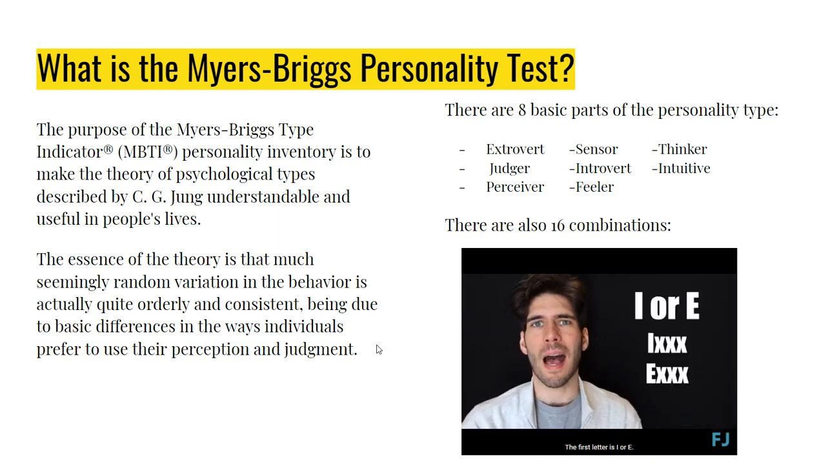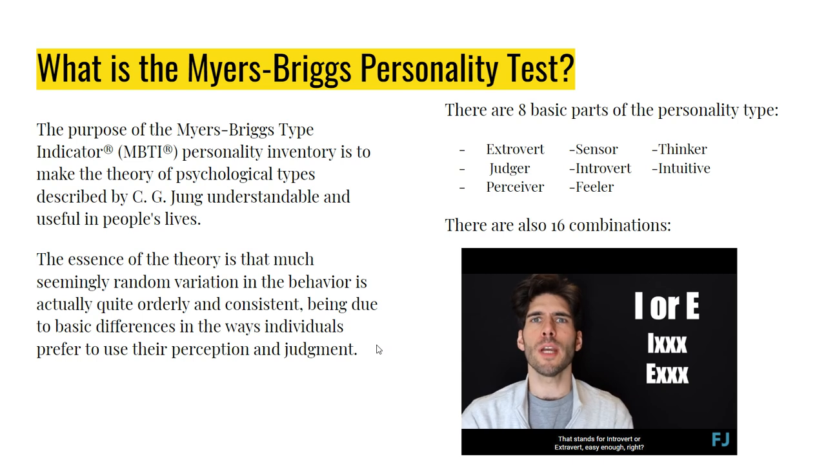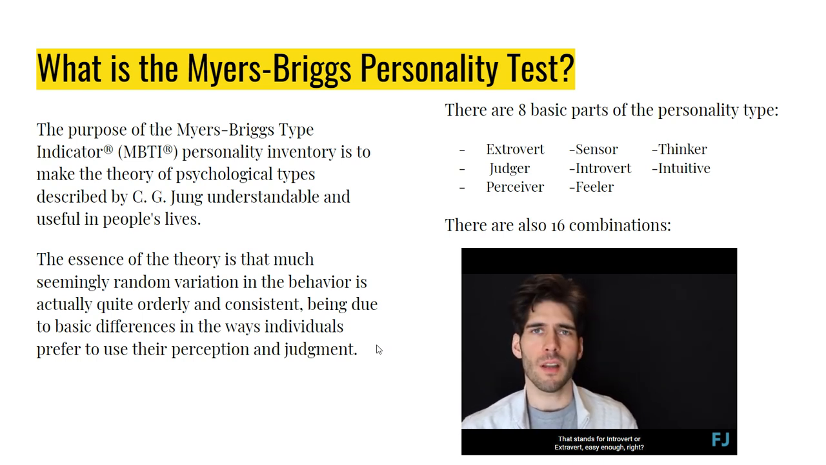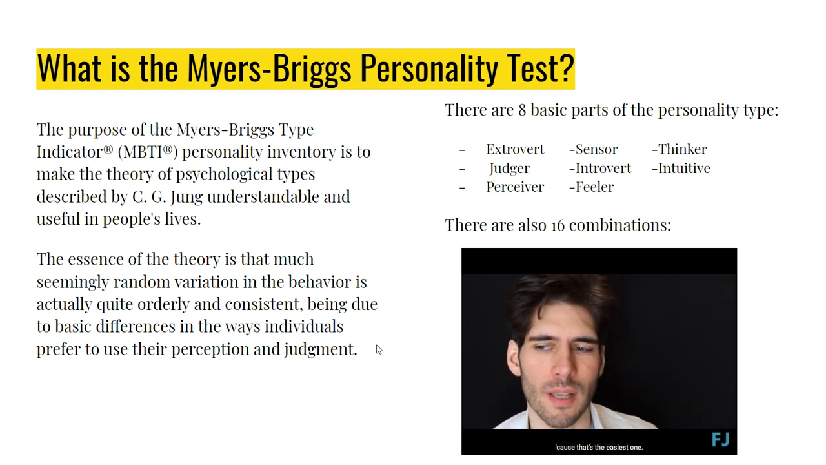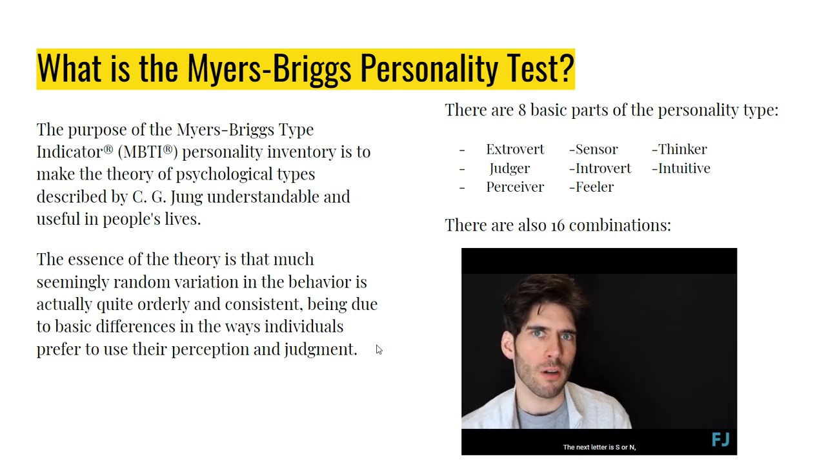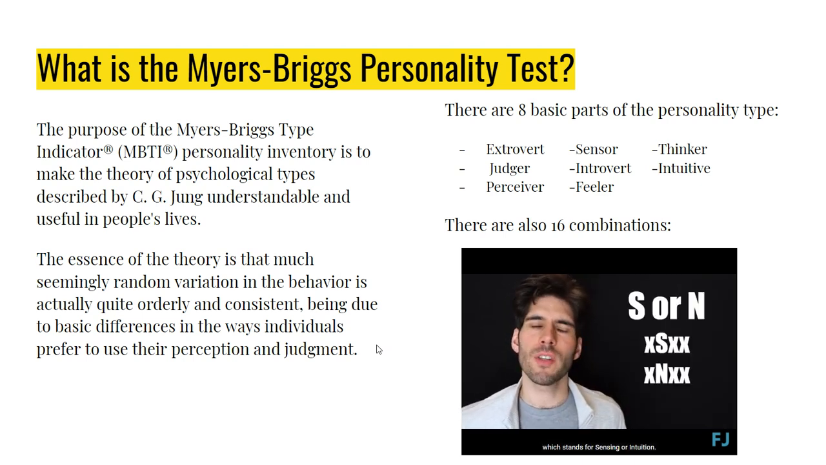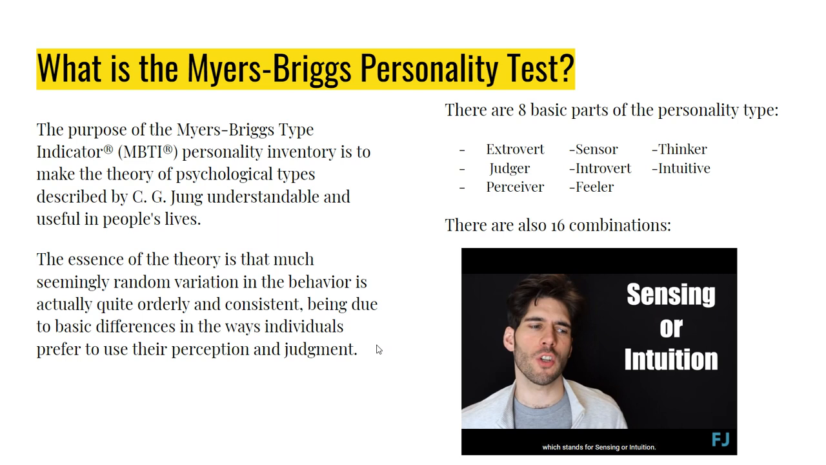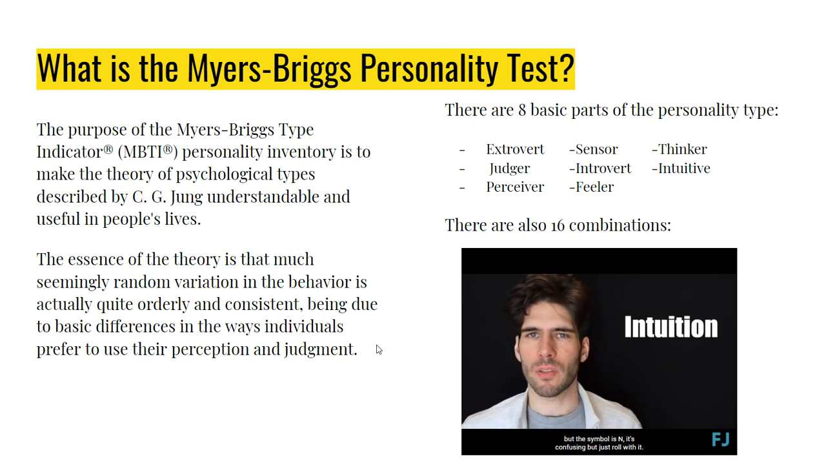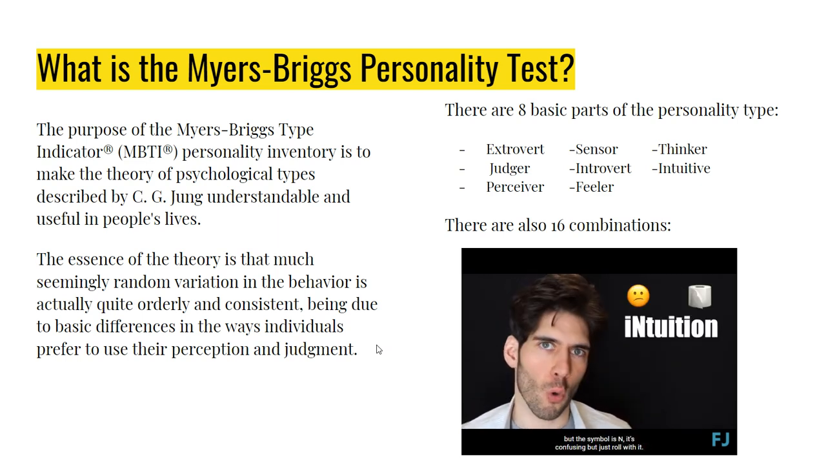The first letter is I or E. That stands for introvert or extrovert. Easy enough, right? Well, don't get too comfortable because that's the easiest one. The next letter is S or N, which stands for sensing or intuition. I know, intuition starts with an I, but the symbol is N. It's confusing, but just roll with it.